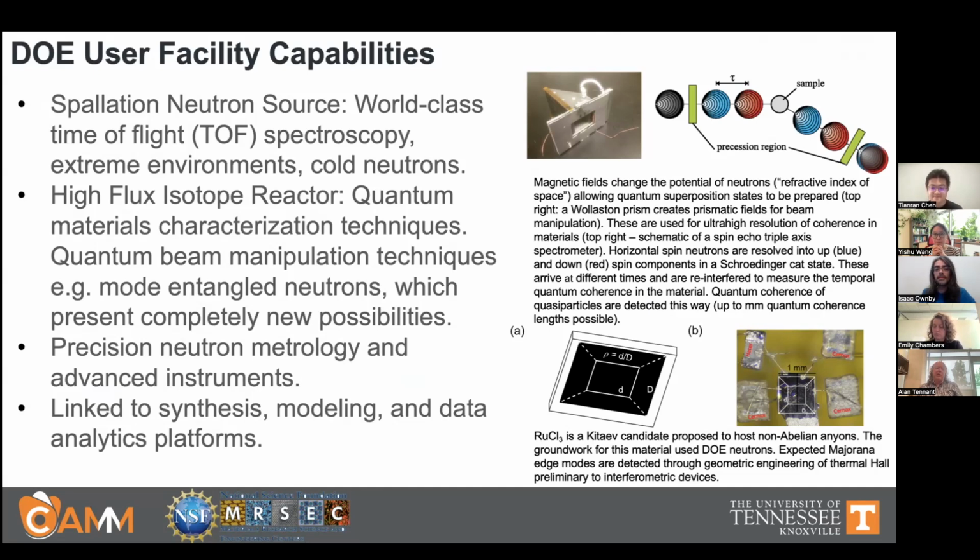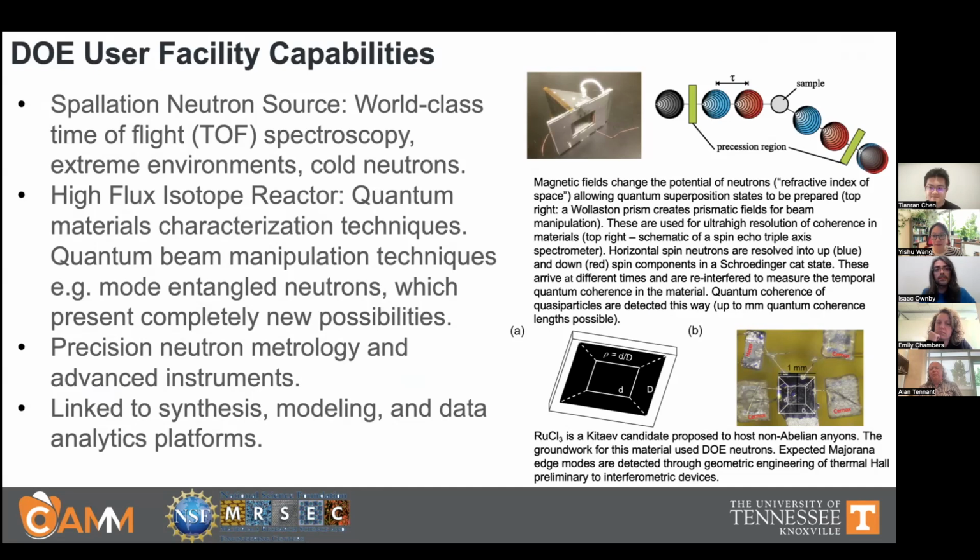These technologies allow very high precision measurements to be undertaken. Our advanced instrumentation is available for users. So the user facilities are linked to synthesis, modeling, and data analytics programs. On the top right-hand corner here is a picture of a so-called spin echo type experiment. This is using shaped magnetic fields to manipulate neutron beams as part of very high accuracy measurements, in particular for lifetimes of quasi-particles.